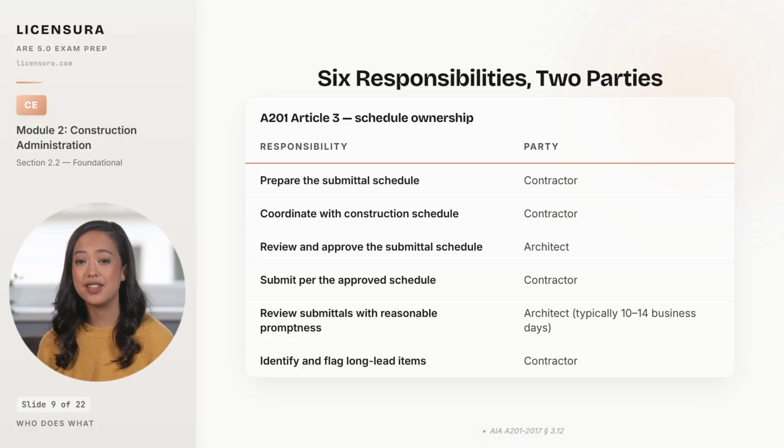The architect reviews and approves the submittal schedule, meaning the architect checks that the contractor's schedule is compatible with the design team's review capacity and flags any compressed windows that would not allow a reasonable review.